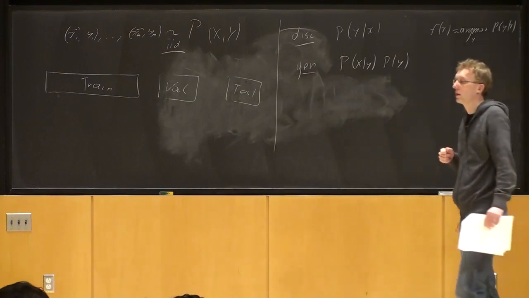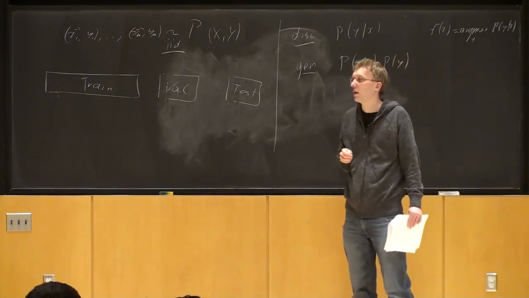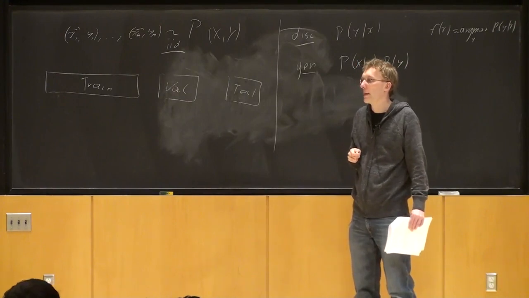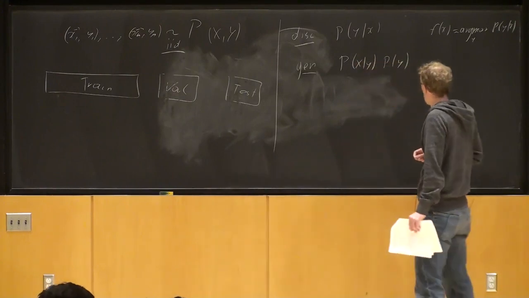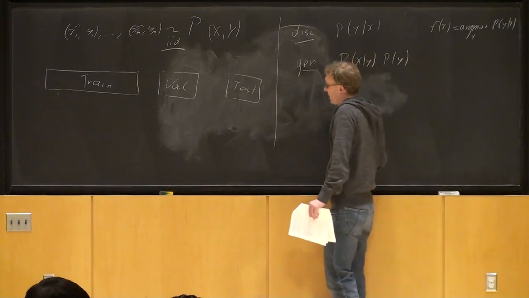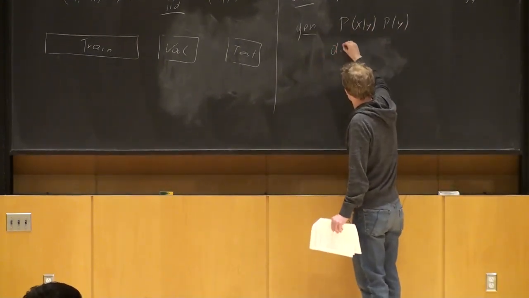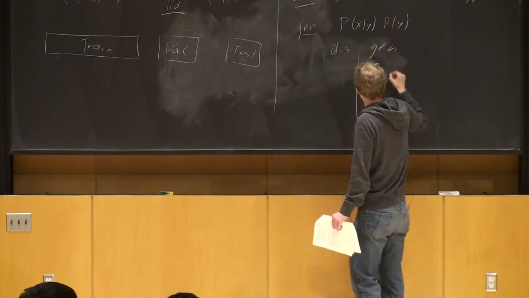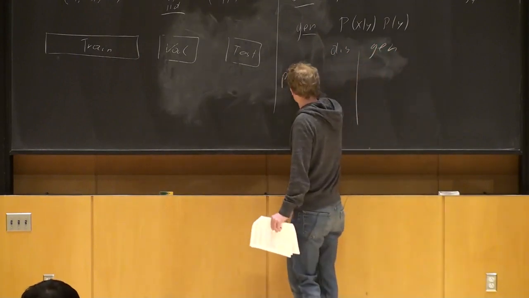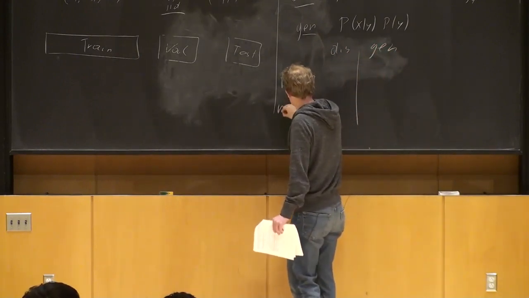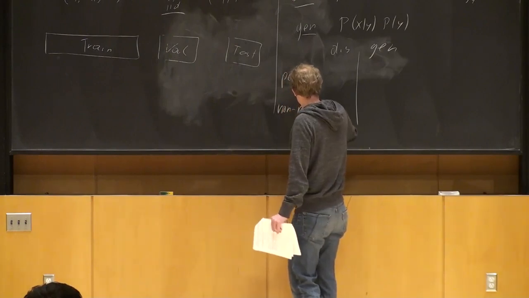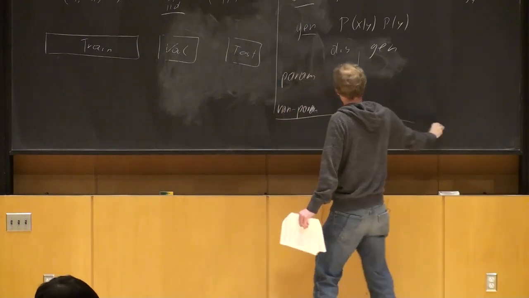Since people seem to be confused between the two, can you go through the algorithms that we've learned so far and categorize the two? Sure. Why don't we do the following? Why don't we say discriminative, generative, and then we also say parametric, nonparametric. Okay.